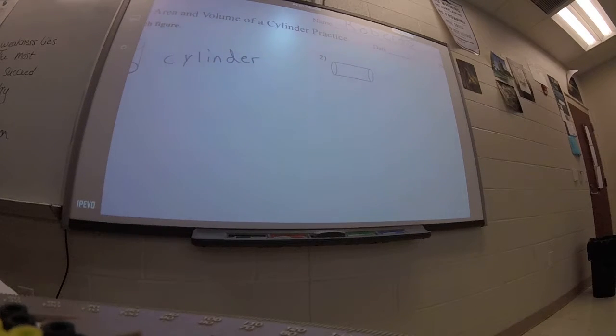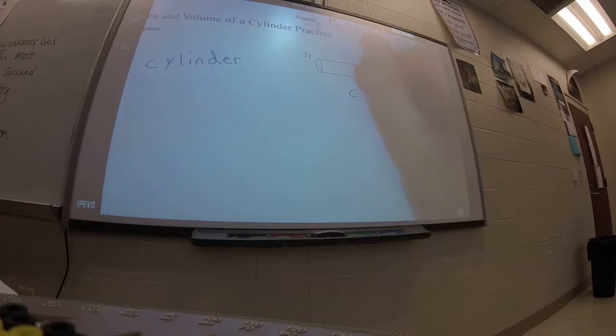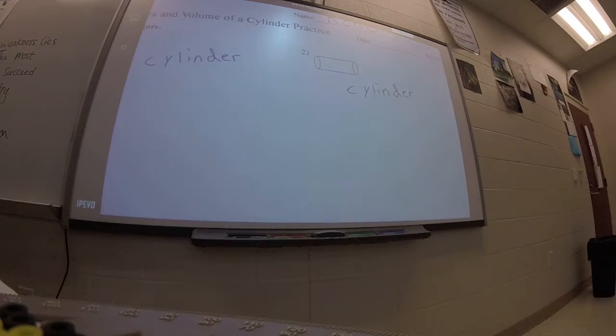Now, what's the difference between number 1 and number 2? Okay? One of them's up and down, like a can of soup, and then the other one's sideways. Does it being sideways change the vocabulary word? No, it's still a cylinder, just like on number 1. Just because it's turned sideways doesn't mean anything.